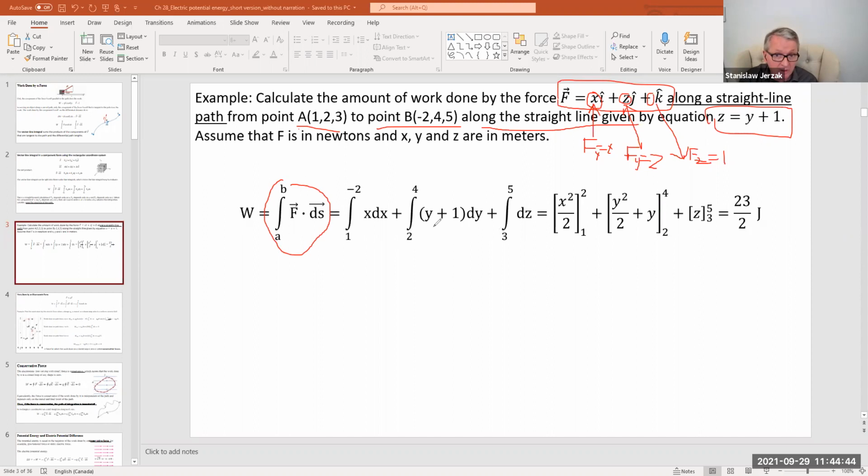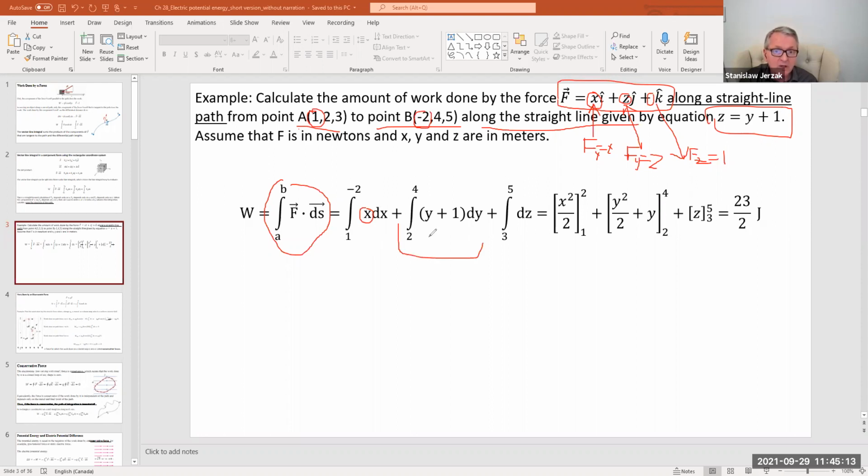This is not a triple integral. This is the sum of three integrals. I calculate like from the previous slide, right? You remember. So this was Fx dx, but Fx is equal to x. So I substitute x dx, and I have to integrate from the x coordinate of the initial point, which is 1, to the final x coordinate, which is -2. So from 1 to -2.